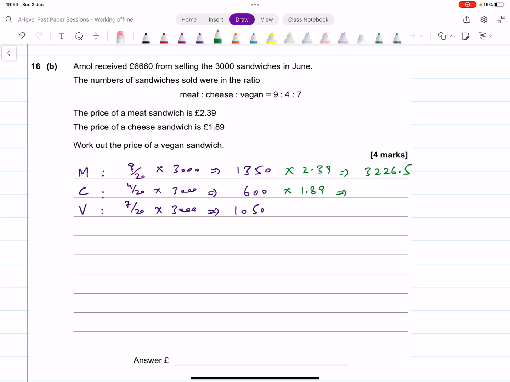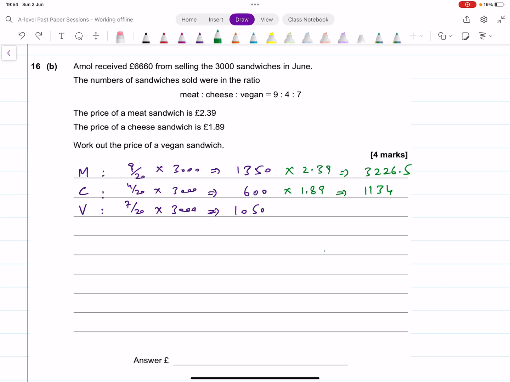Okay, and then from the cheese sandwiches, each cheese sandwich is worth 1.89 pounds. So what about 600 cheese sandwiches? 600 into 1.89, and that's giving me 1134. Okay, now let's add them together. Or in fact, from 6,660, what we can do is we can subtract these two numbers.